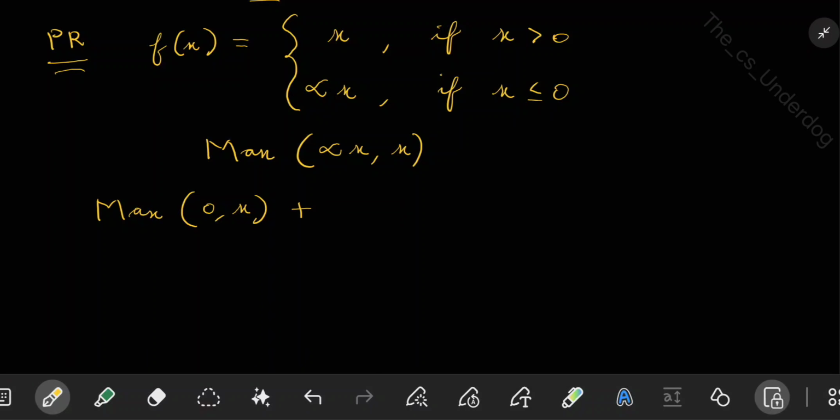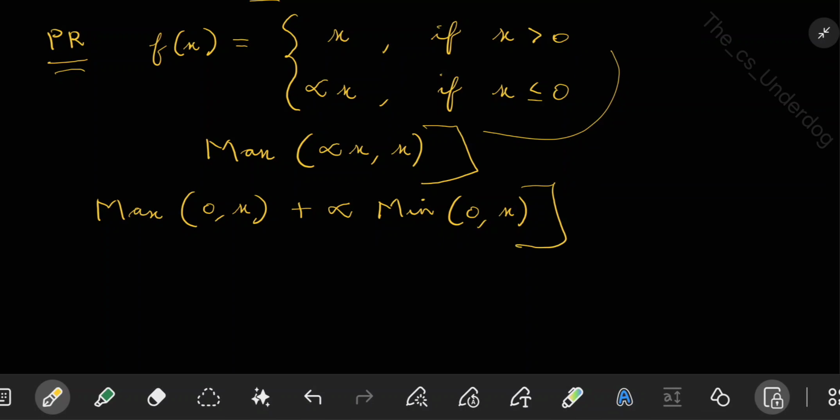0, x plus alpha into min of 0, x. So this is another way. Whether you write it this way, or this way, or this way, this all means one and the same. It's just different ways of mathematically expressing it. So just keep this in mind.